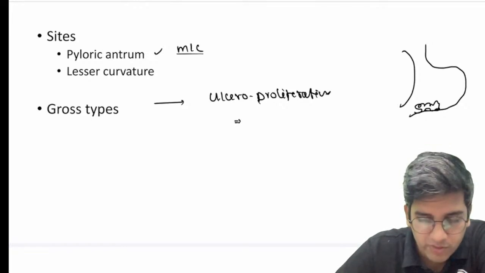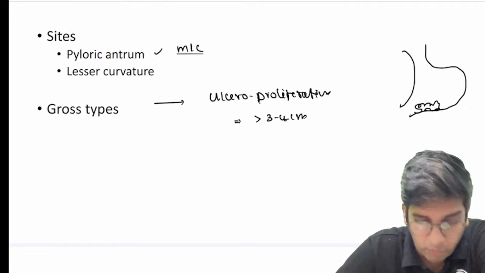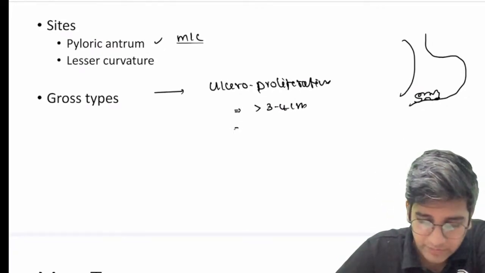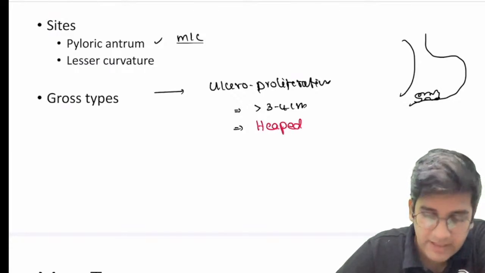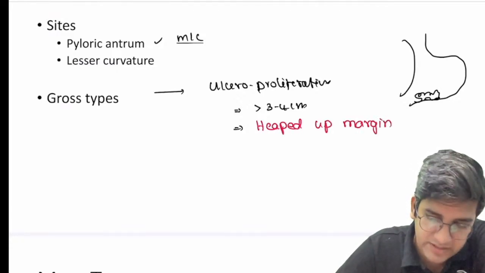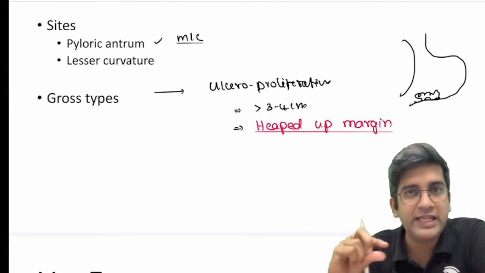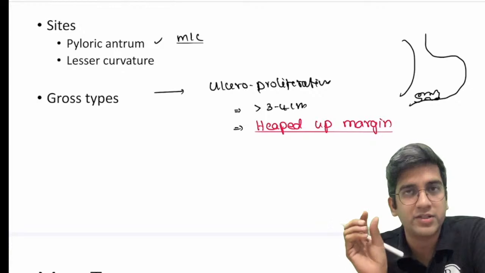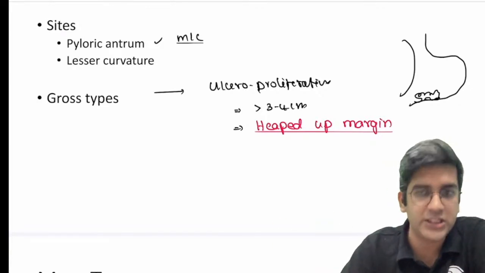Ulceroproliferative, where the size of the ulcer is generally more than 3 or 4 centimeters, pointing to a malignancy. The most characteristic finding is a heaped up margin. If you have this word, that's more than enough for you to say this is definitely an underlying desmoplasia. The heaped up margin is just a protruding margin. So it's most likely a malignant ulcer. That's how every malignant gastric ulcer will look, right?